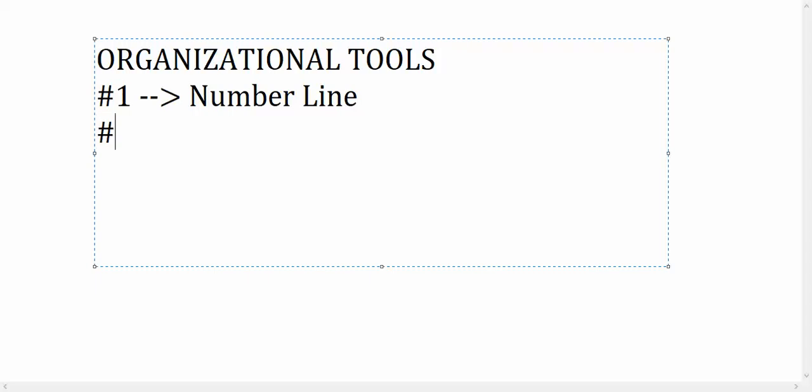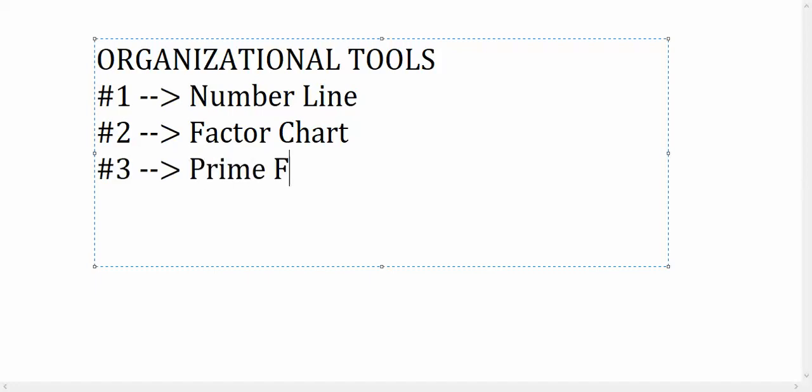The second one we saw was a factor chart. That's where we listed the factors of a number in two columns until the two columns met. And the third one that we saw was the prime factor tree. And that's where we made a tree to find the prime factors of a number.